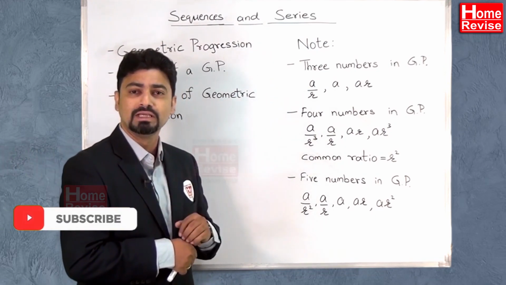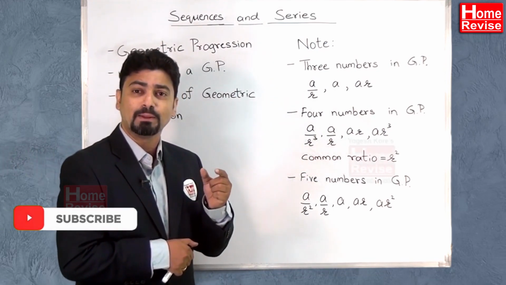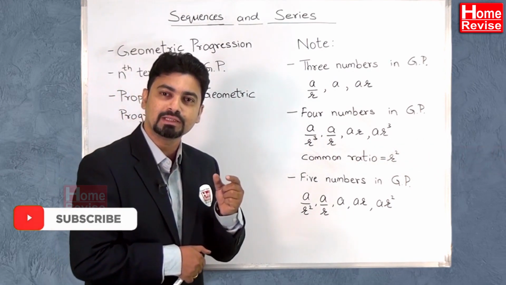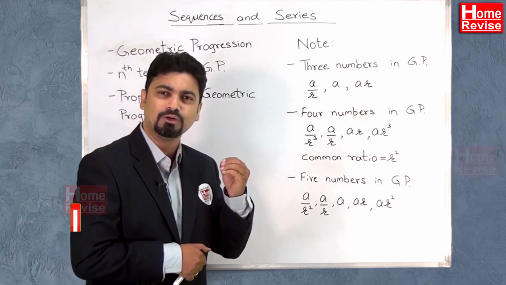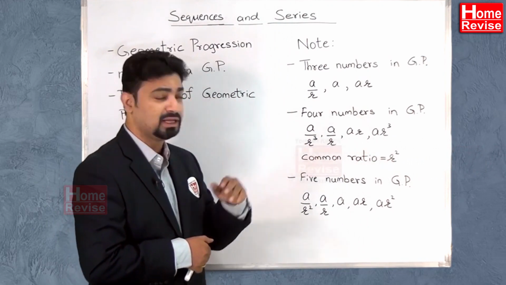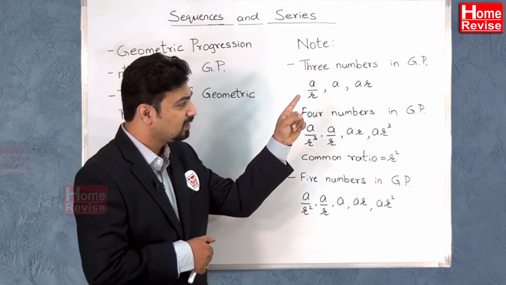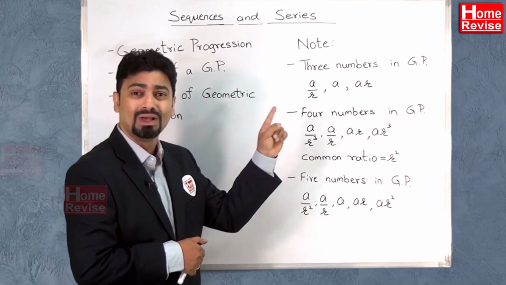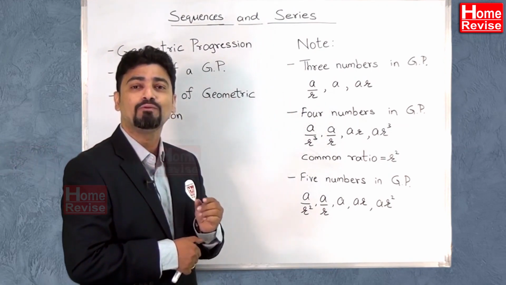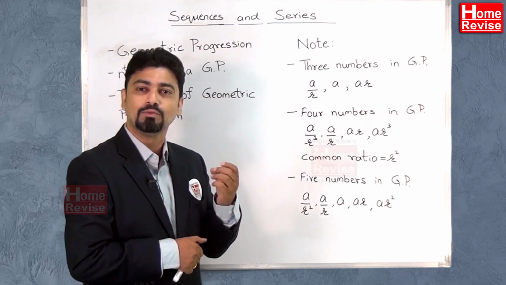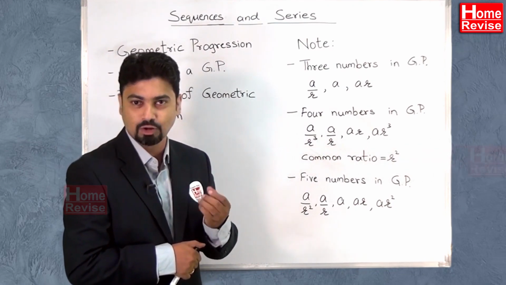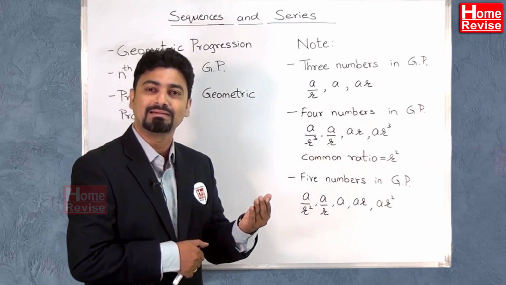Now, why do we do this? Because if they give that the product of those three numbers in GP is some value, and we multiply these three numbers, we can see that r in the denominator and r in the numerator of the last term will get cancelled. We'll be left with a cube. And hence, it will be easy to determine first a cube.